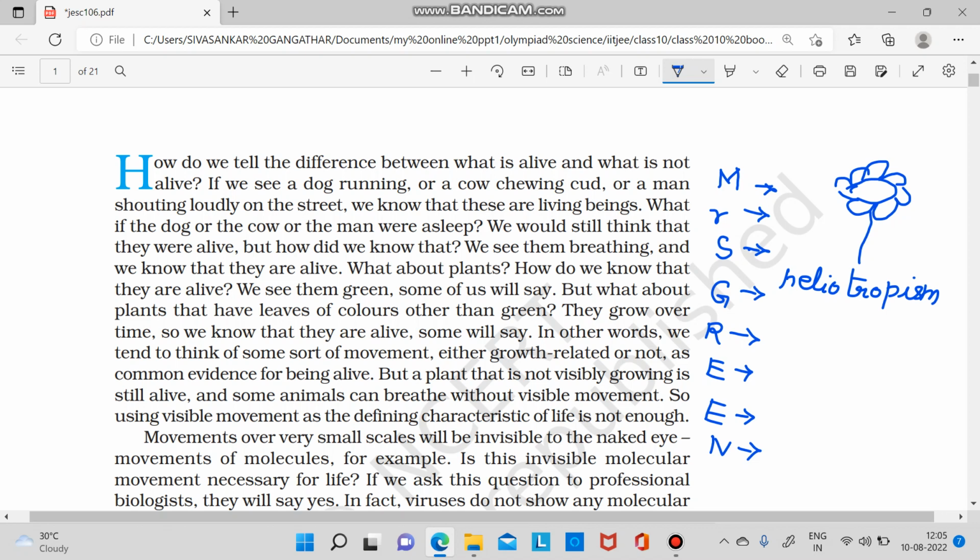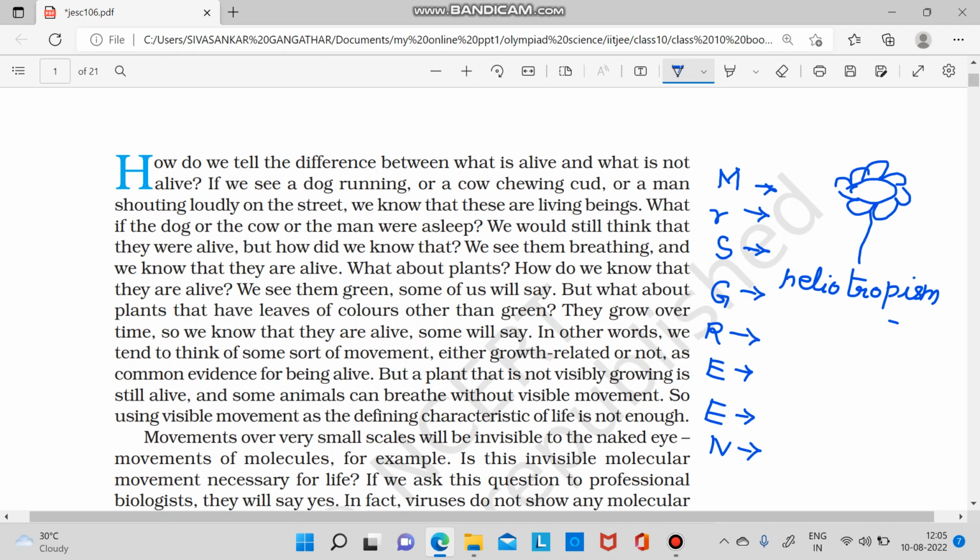Okay, this sunflower goes about a procedure called heliotropism, and there are also various phenomena like geotropism and phototropism, where the shoot system of the plant grows towards light and the root system of the plant tends to grow towards the ground. So this way we can find that the plants are alive. How do we know that they are alive? We see them green, some of us will say.